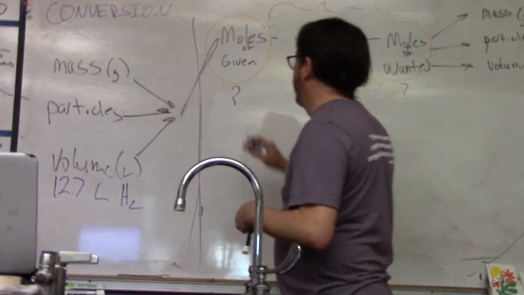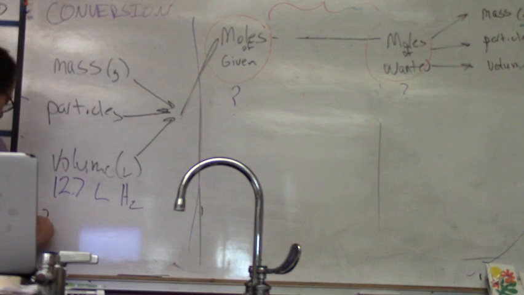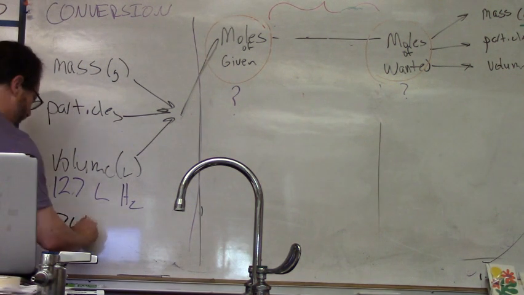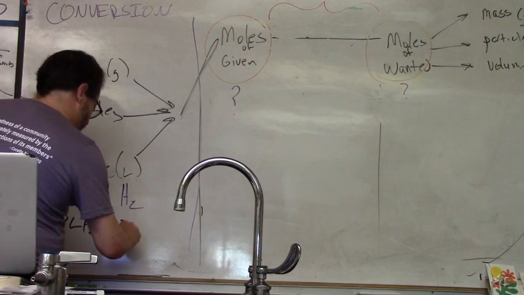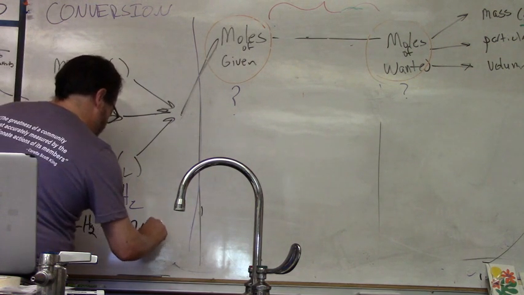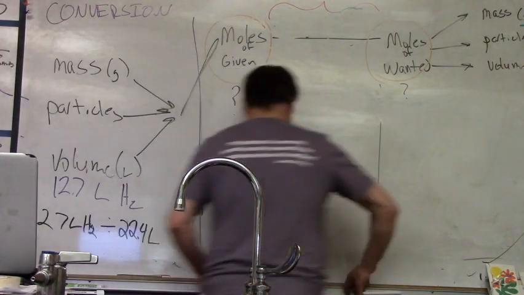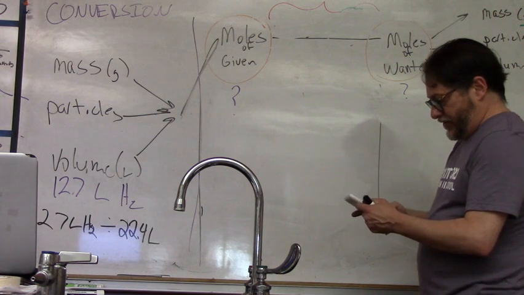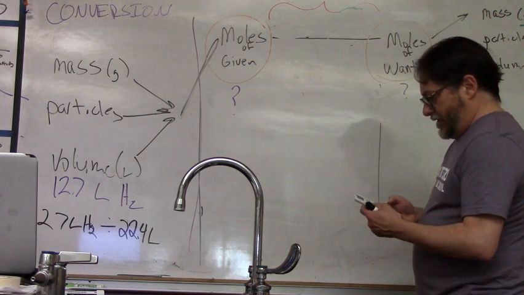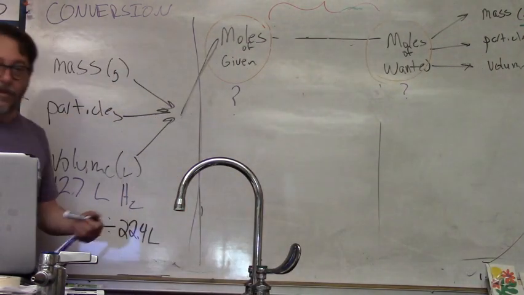I'm just going to do this very simply: 127 liters H2 divided by 22.4 liters. And that's going to give me my number of moles, right? I have a calculator right here. 127 divided by 22.4. That's going to give me 5.7 moles. I don't know if we can see that.